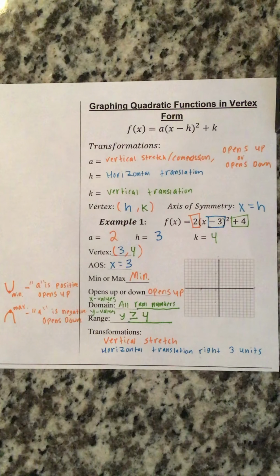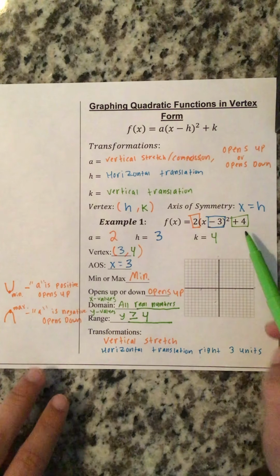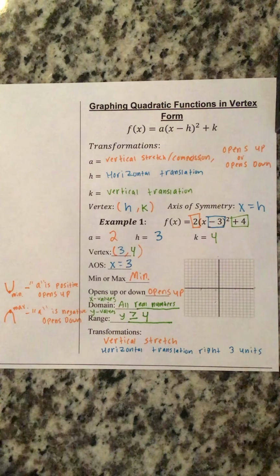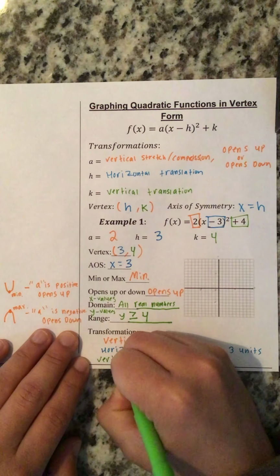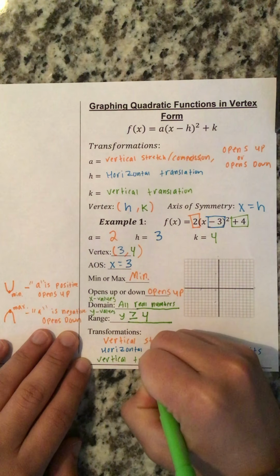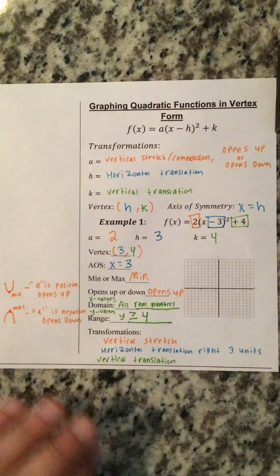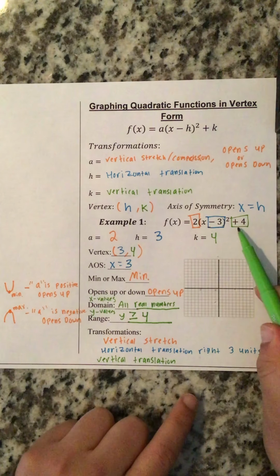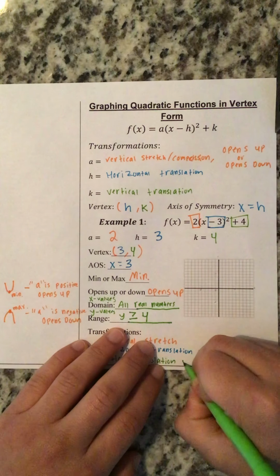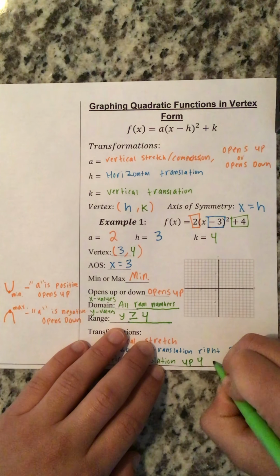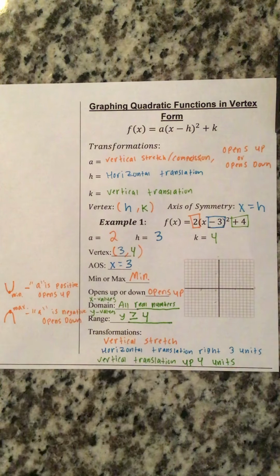That's my second transformation. The third one, this is the easiest one, it's the number in the back. The number in the back always tells me if I have a vertical translation. And this one makes more sense, right? If it's a +4, that means I'm going up 4. So we just write vertical translation up 4 units, just like that. And we're good, and we're almost done.